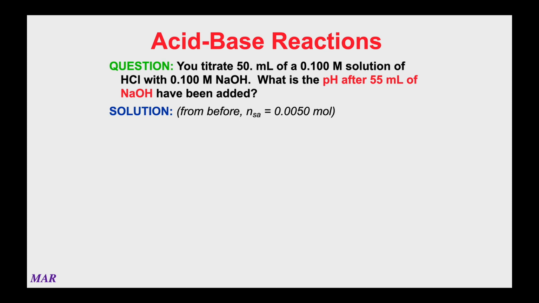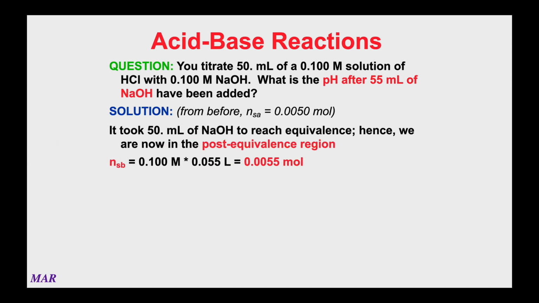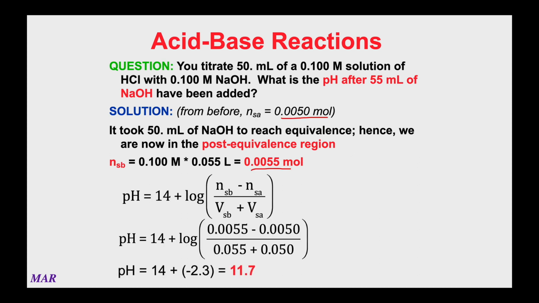So knowing that, and from before, the moles of strong acid, 0.0050, we can figure out the moles of strong base at this point. So the concentration, 0.100, times the volume, gives 0.0055 moles strong base. And this number is definitely bigger than this number right here. That means we're now in the post-equivalence region. The strong base is dominating.